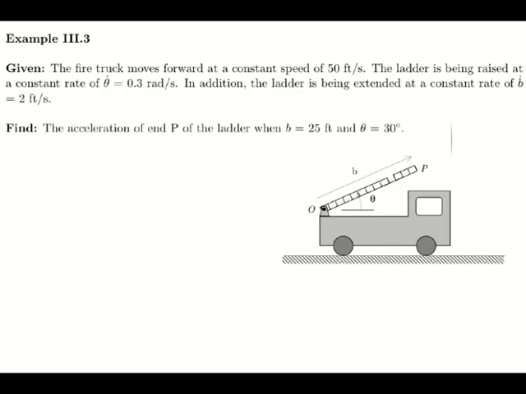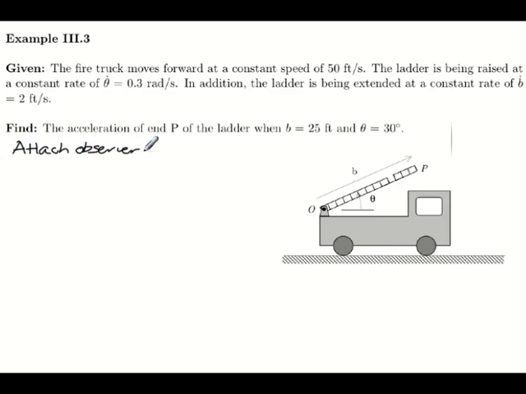What we want to do is find an expression for the acceleration at the end of the ladder P whenever the length of the ladder B is 25 feet and the ladder is at an angle of 30 degrees. What we're going to do is use the moving reference frame equation. So the first thing we need to do is choose who our observer is. It's always good to start out by explicitly saying who your observer is.